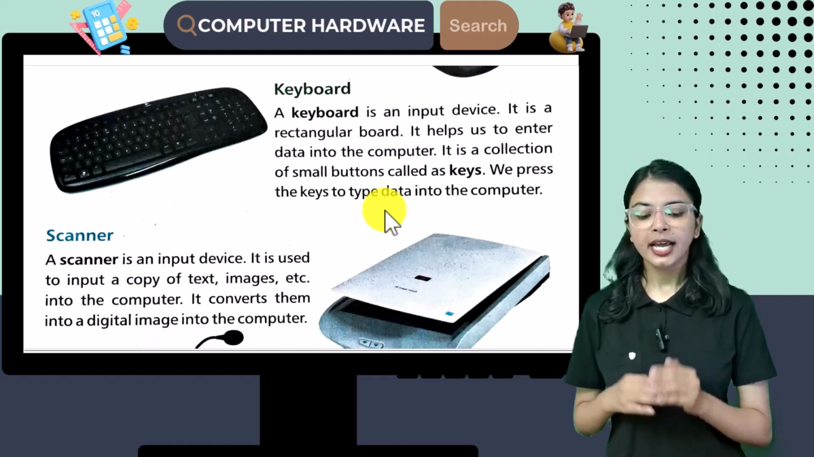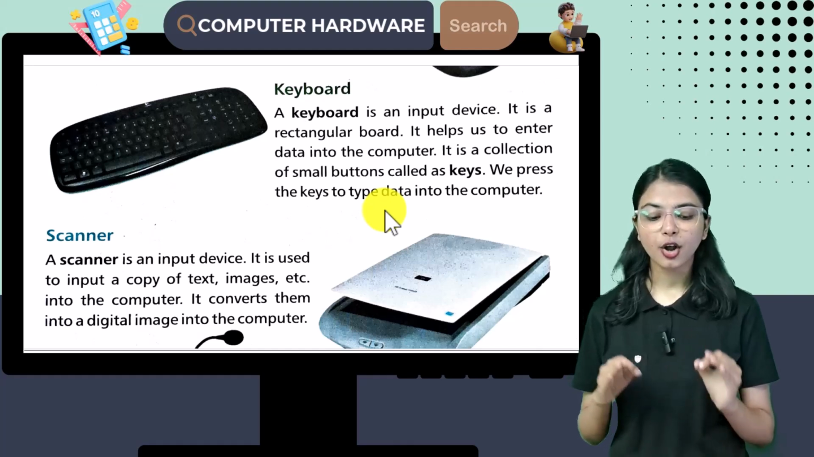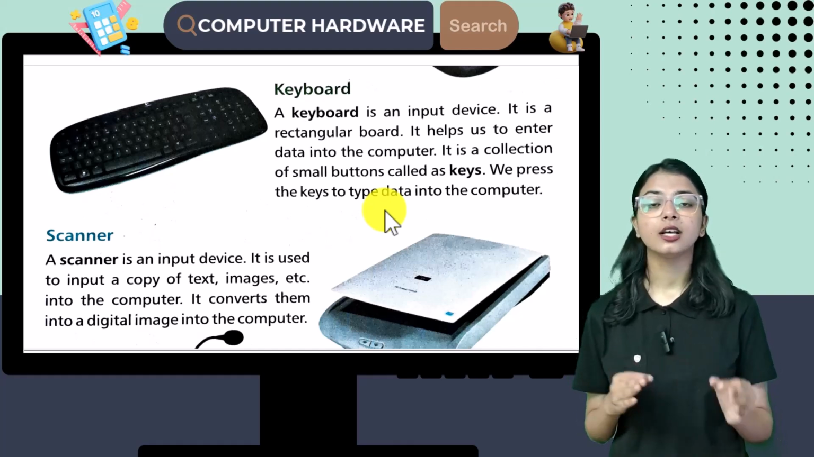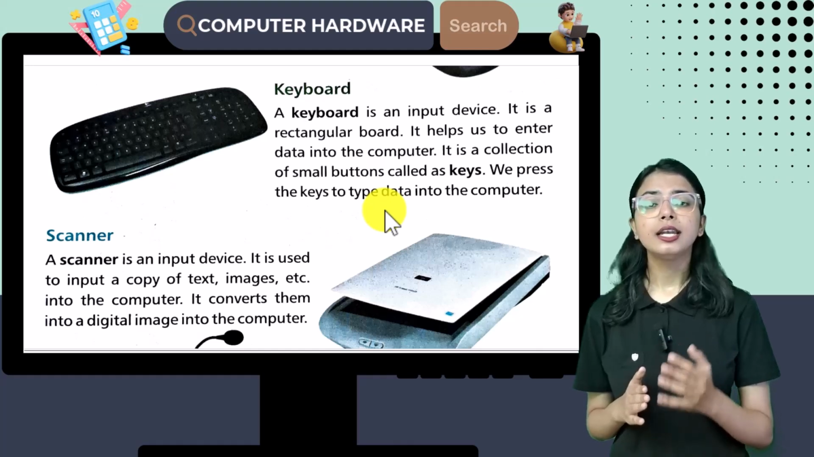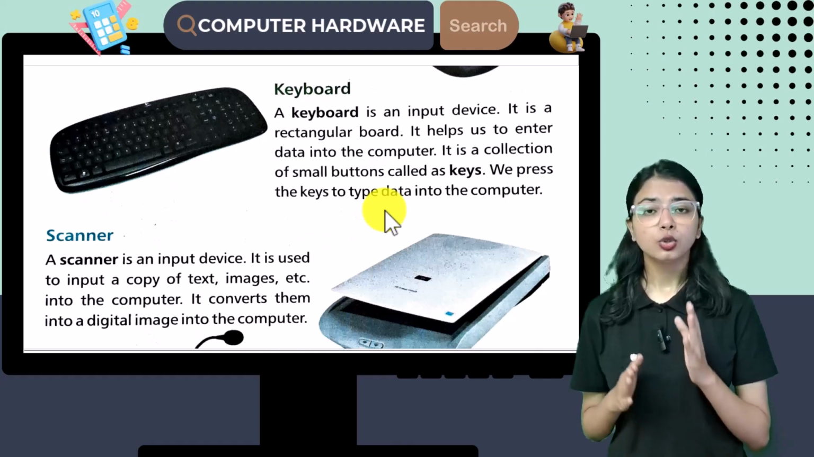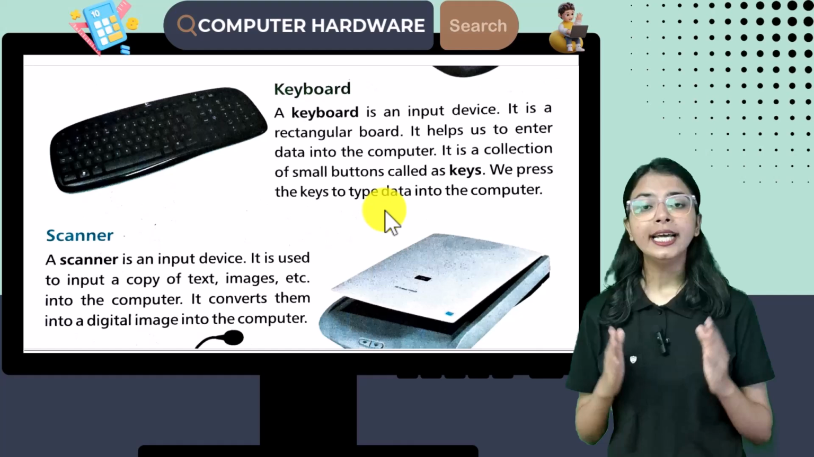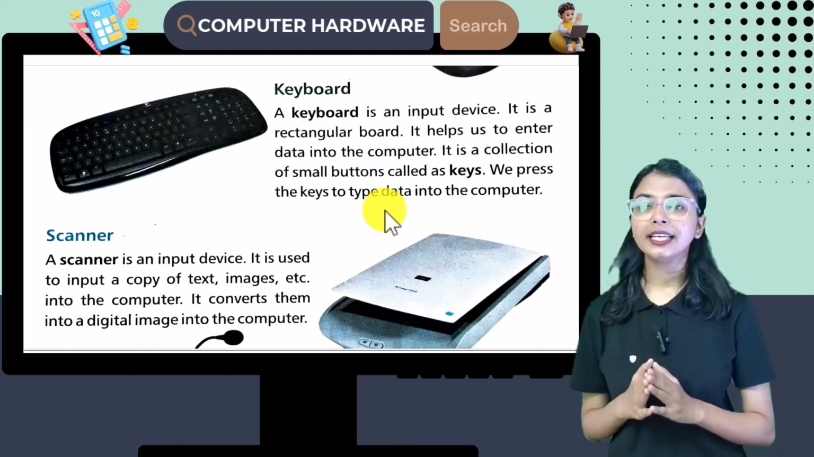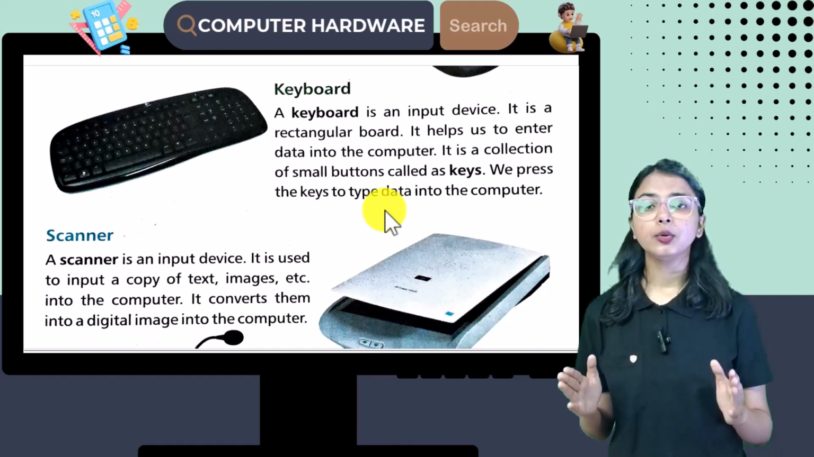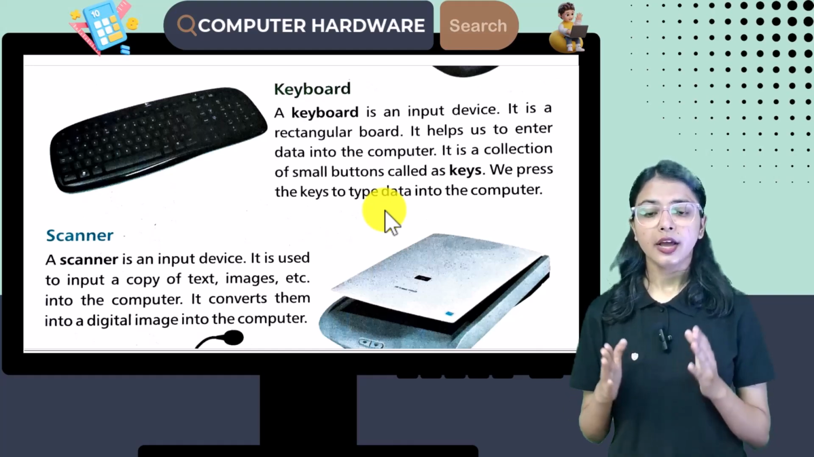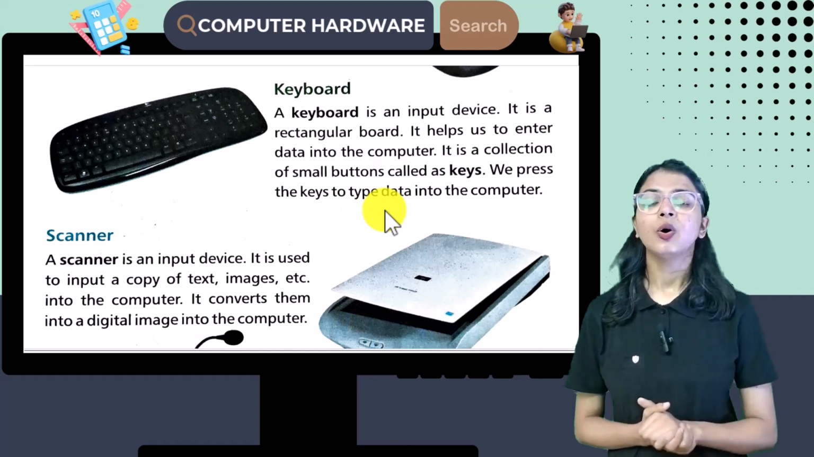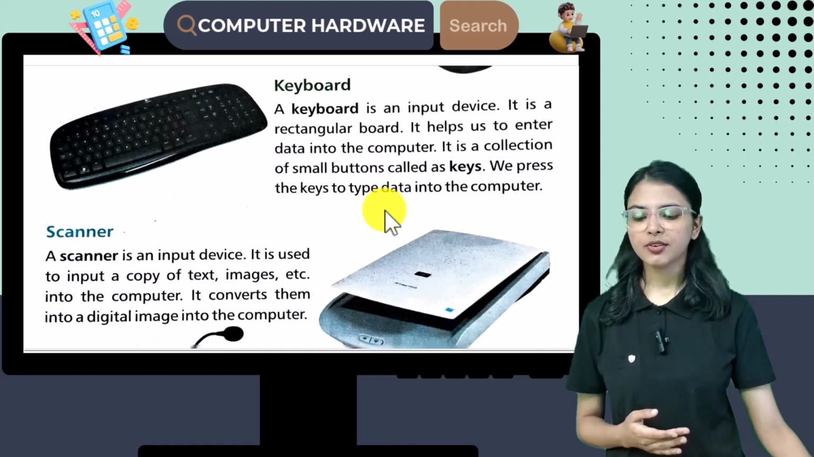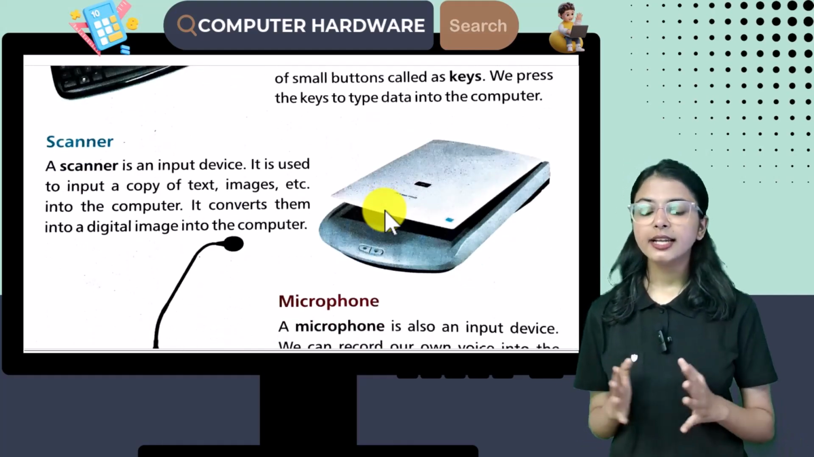Okay students, it is a collection of small buttons called keys. This keyboard has a number of small buttons on it. So those small buttons are called keys. Okay, we press the keys to type data into the computer. If we want to type data into the computer, we press these keys. Okay students, next input device is scanner. So scanner is an input device.